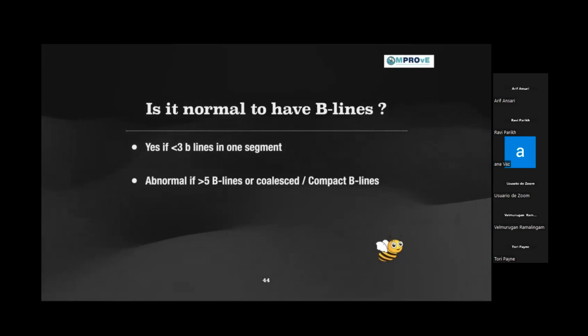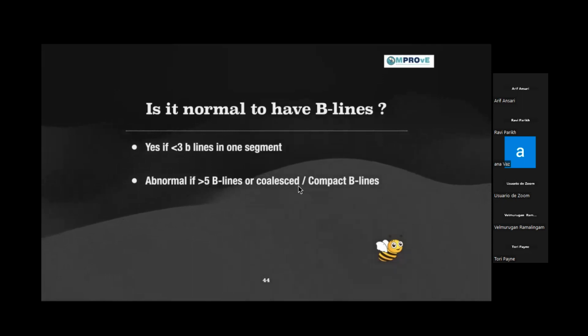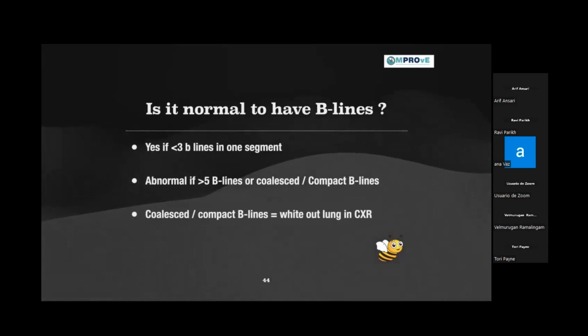It becomes abnormal when it is more than 5 B lines. What about 3 to 5 then? Gray area, grayscale imaging, gray area. So it is absolutely abnormal if you see more than 5 B lines, or if you cannot count them, it has become coalesced or compact. That absolutely, there's some pathology going on in there. Coalesced or compact B lines is similar to white-out lung in chest X-ray.